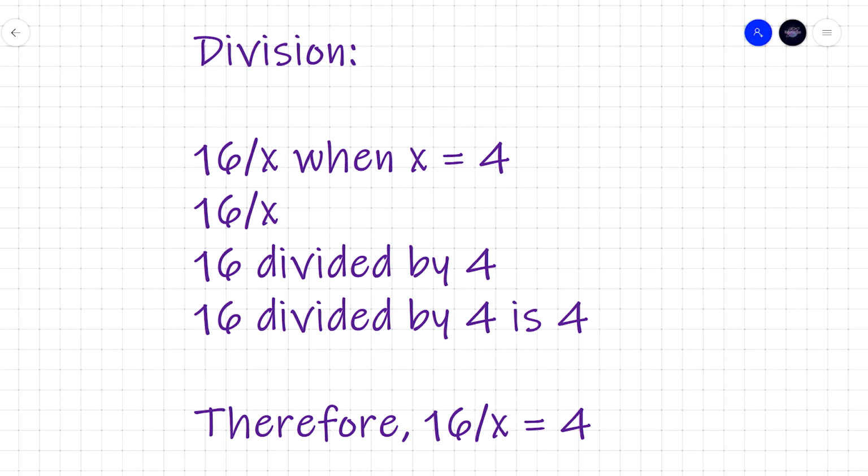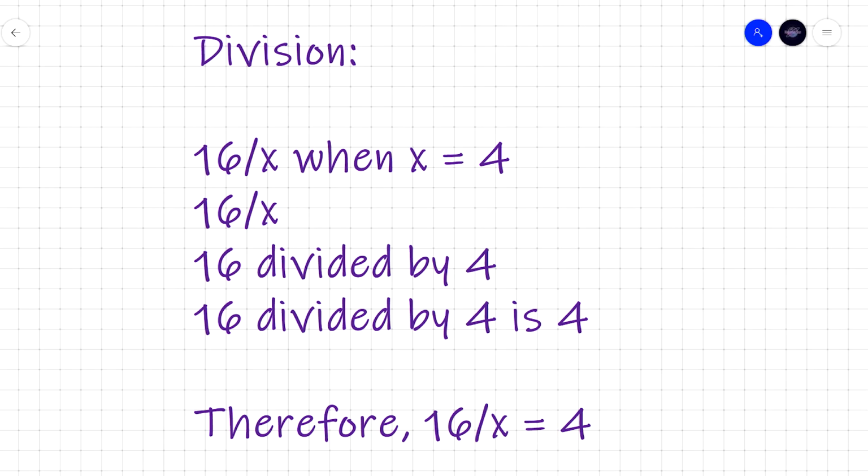So just write it out, and then you can write 16 divided by 4 because you can substitute 4 into the x value. So then 16 divided by 4 is just 4, because 4 times 4 is 16. So that's pretty convenient. So therefore, 16 divided by x is equal to 4.